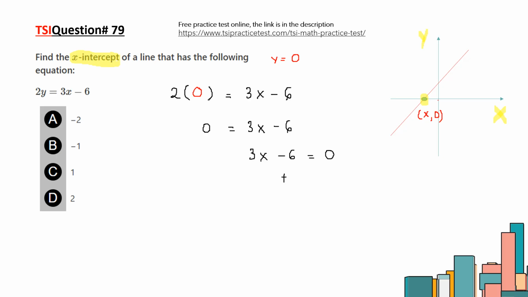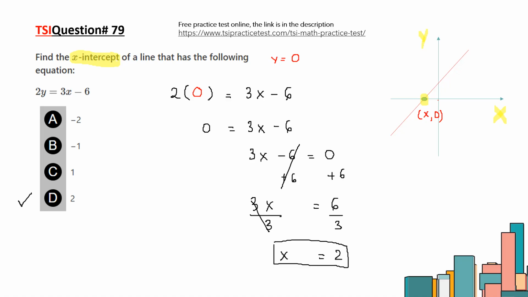We add 6 to both sides, so we isolate the 3x. This one is gone, and now we have 3x equals 6. Then we divide both sides by 3, so we isolate x equals 2. So the correct answer is 2, D.